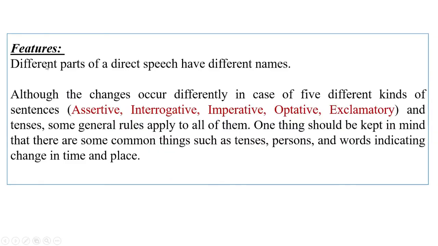Some more features. Different parts of a direct speech have different names. I have already shown that although the changes occur differently in the case of five different kinds of sentences, such as assertive, interrogative, imperative, optative, exclamatory, and tenses, some general rules apply to all of them. One thing should be kept in mind: there are some common things such as tenses, persons, and words indicating change in time and place.